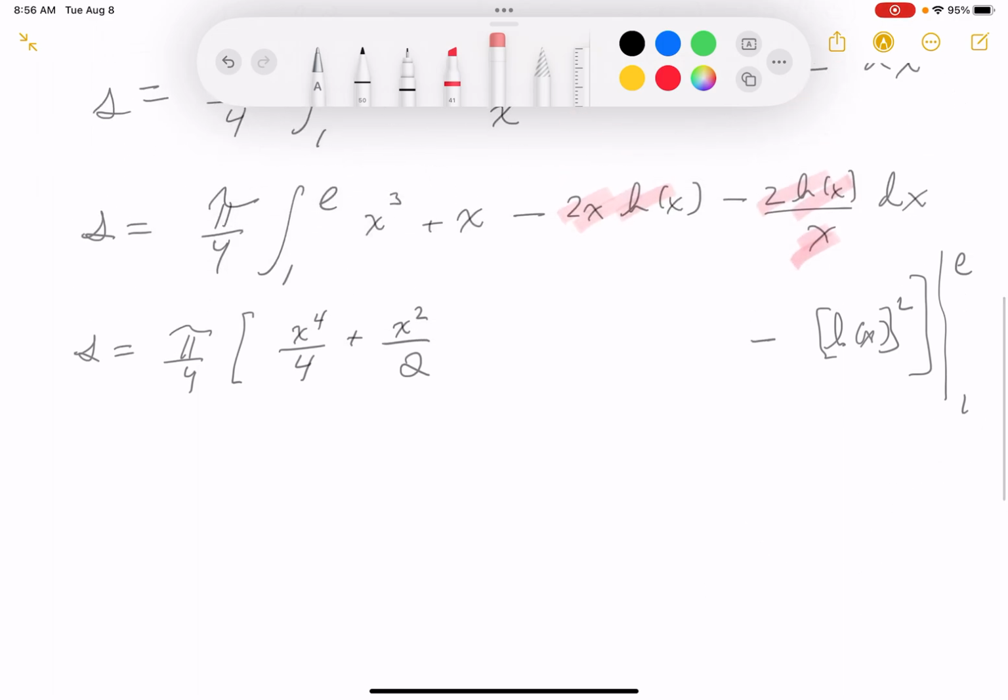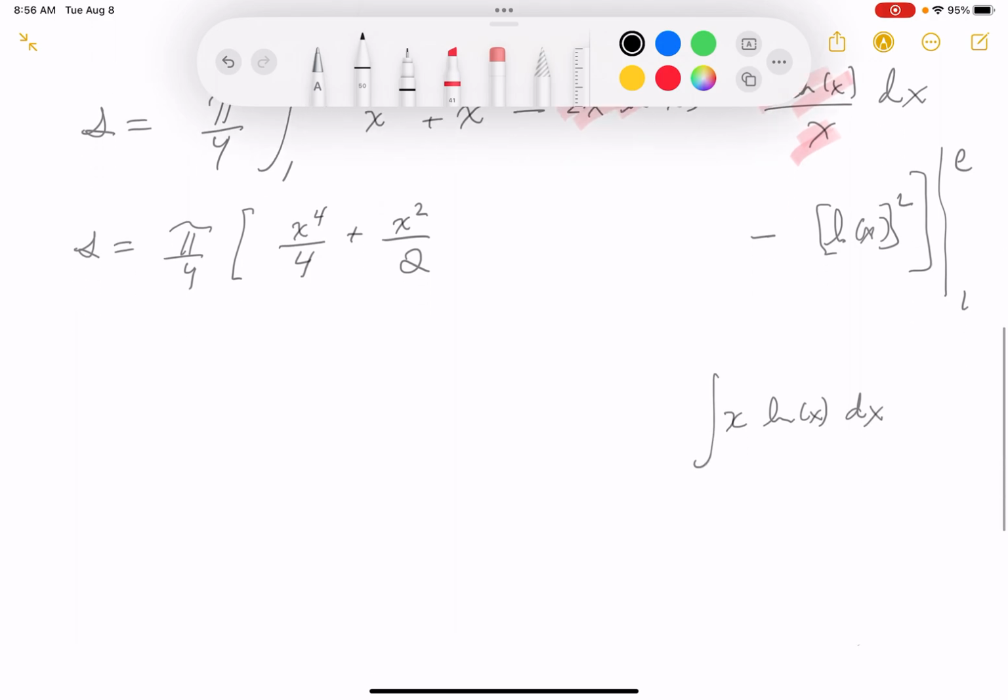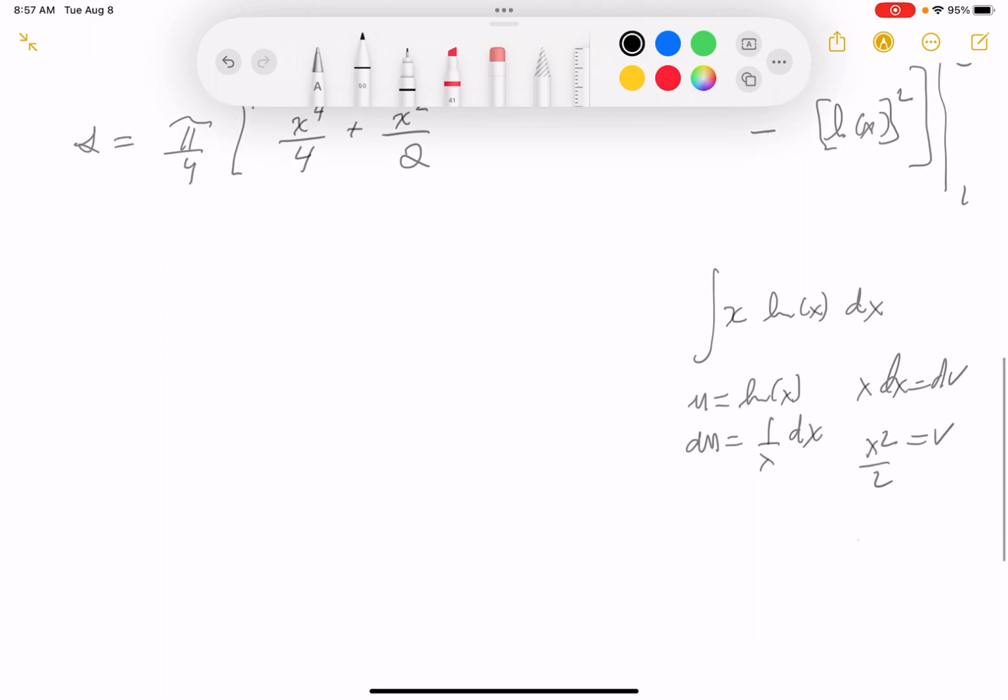The next one is this x ln x that I need to do. So the integral of x ln x dx. It looks like an integration by parts where u would be natural log of x and du would be 1 over x dx. x dx would be dv. That means v equals x squared over 2. And I think I can handle that too.